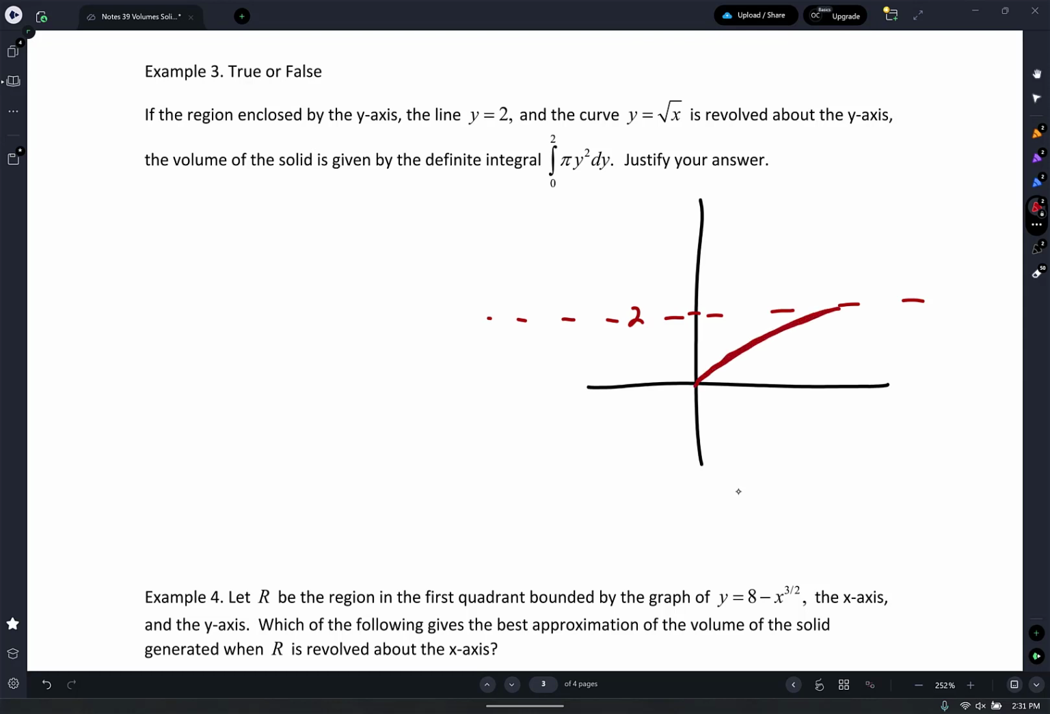Let's see, what else am I enclosed with? The region enclosed by the y-axis. Okay, so this is the region they're talking about. They're talking about this region right here. Cool or not cool? Cool. So make sure you're able to tell what region, guys.